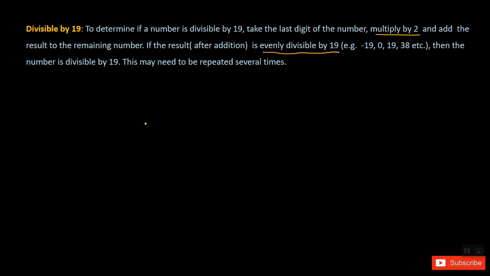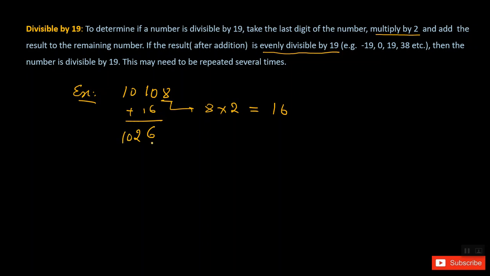Let's take one example, 10108. Take the last digit of this, that is 8 times 2, because every time we have to multiply by 2 here. The result is 16. Add the 16 to the remaining number. 0 plus 6 is 6, 1 plus 1 is 2, 1026. All right, so again repeat the step.